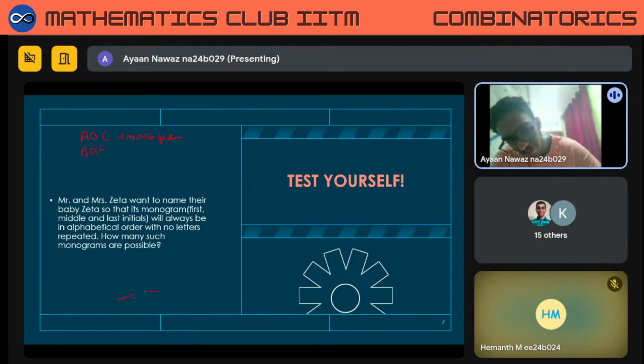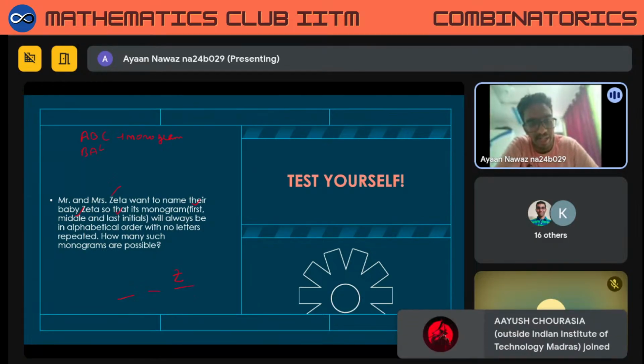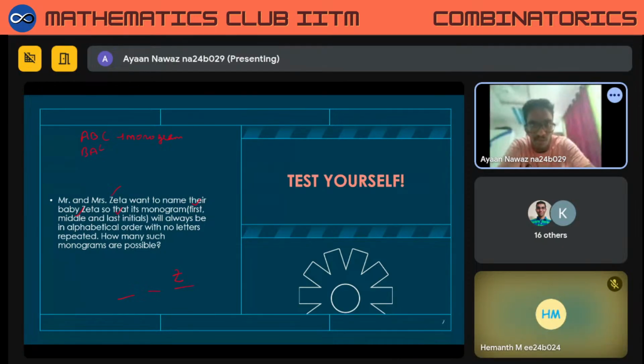So there are 3 names, because it has first, middle, and last initials. There are 3 letters in the baby's name, and the last initial will obviously be Z according to the question. Now you have to find the number of monograms, where the first, second, and last are in alphabetical order. I'll give you 5 minutes to solve this, and I'll solve it after that. You can put your answers in the chat.